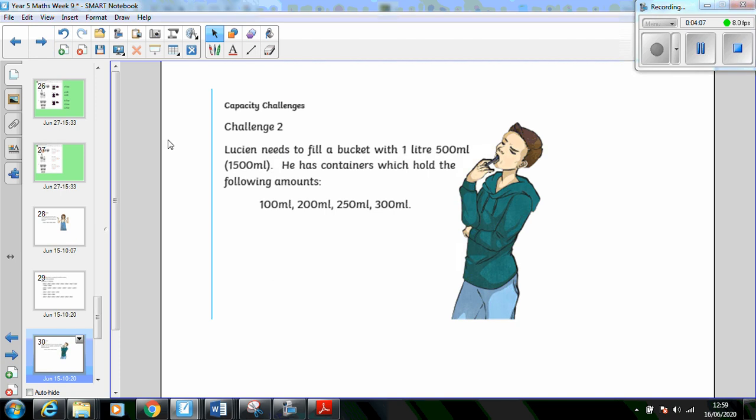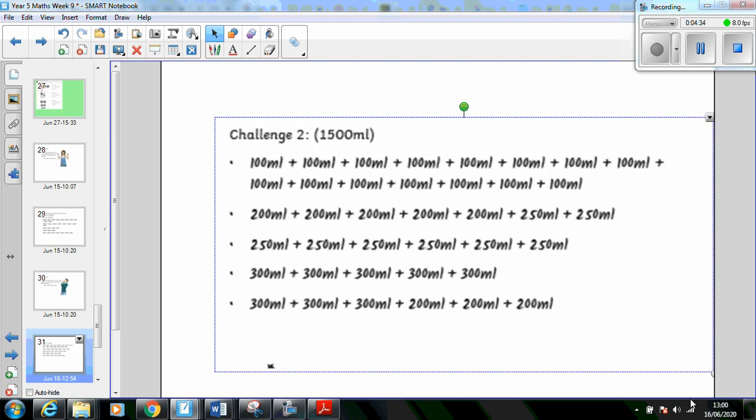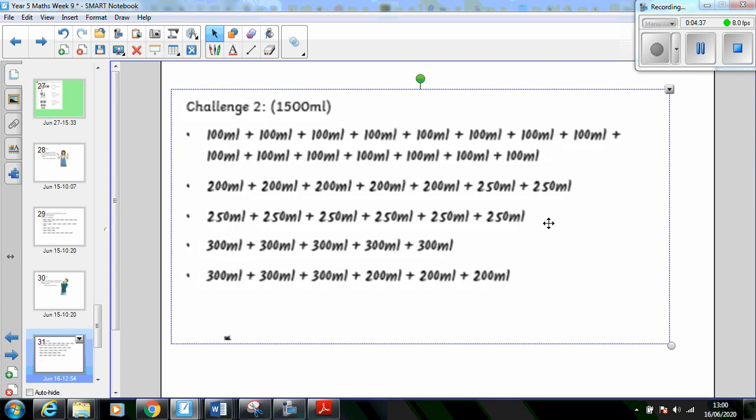Final one, so similar to the previous challenge, but this time Lucian's bucket contains 1.5 litres, so that's 1500 millilitres. And the containers that he can use are 100 millilitres, 200 millilitres, 250 millilitres, or 300 millilitres. So these are some of the possibilities that you could have got. Again, remember you might have used multiplication.